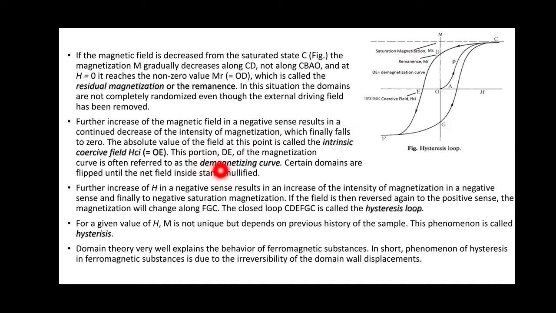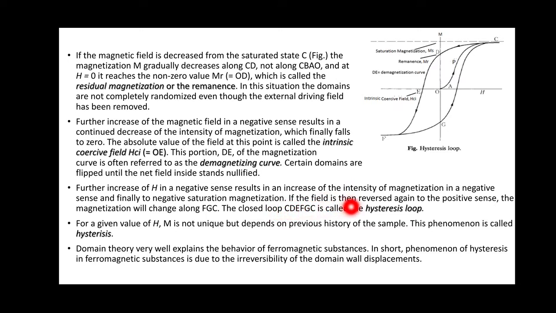This portion DE of the magnetization curve is often referred to as the demagnetizing curve. Certain domains are flipped, and the net field inside stands nullified. But the increase of H in the negative sense results in the increase of the intensity of magnetization in the negative sense, finally reaching negative saturation magnetization.